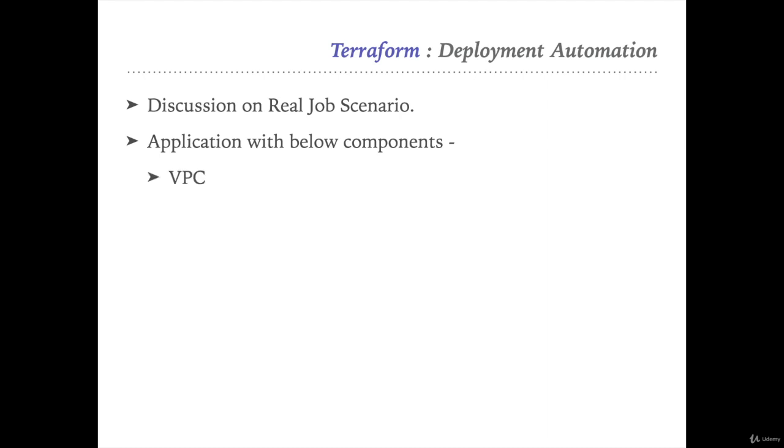In this lab, first we will deploy a virtual private cloud network. Because whenever we are going to create some application on AWS, definitely we need some VPC to take care of the network requirements. So first we will create the VPC.